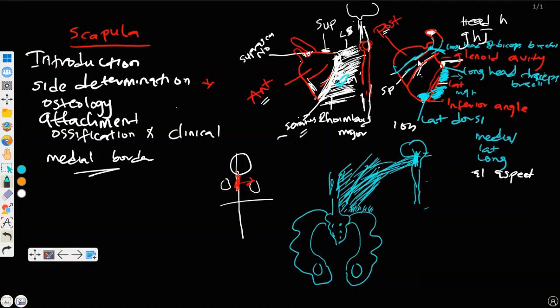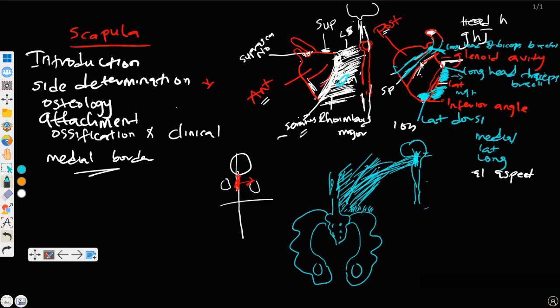So the spine of the scapula has four borders and two surfaces. The posterior border of this spine is called the crest of the spine. The posterior border of this spine is called the what? The crest of the spine. This is the posterior border of this spine, so it is called the crest of the spine.